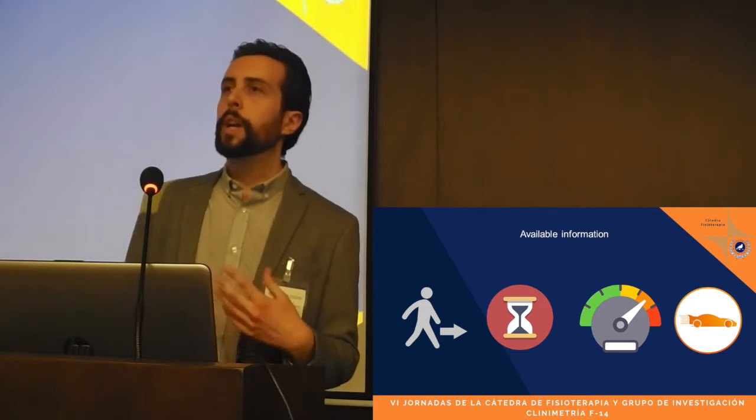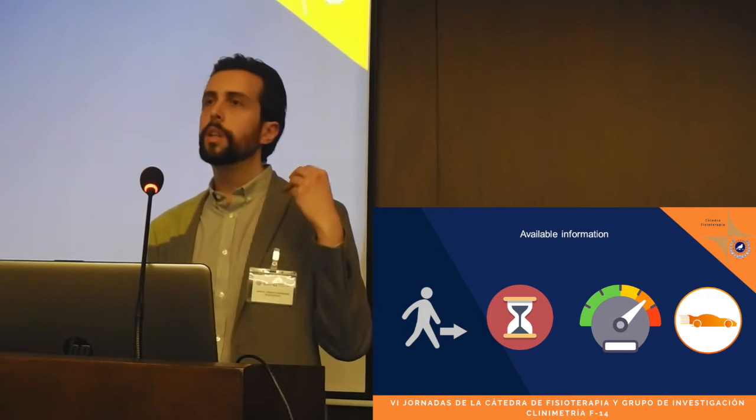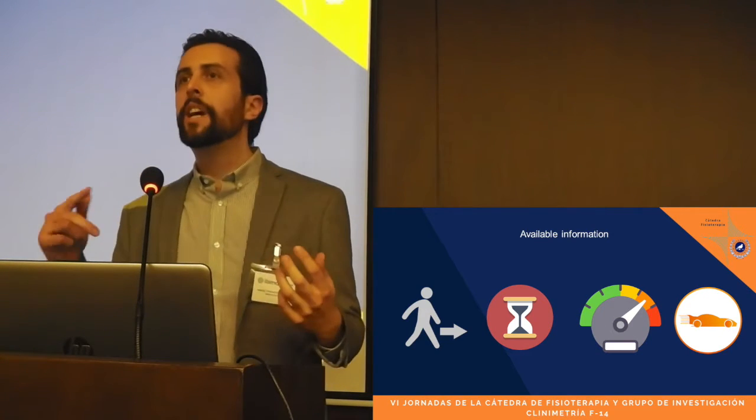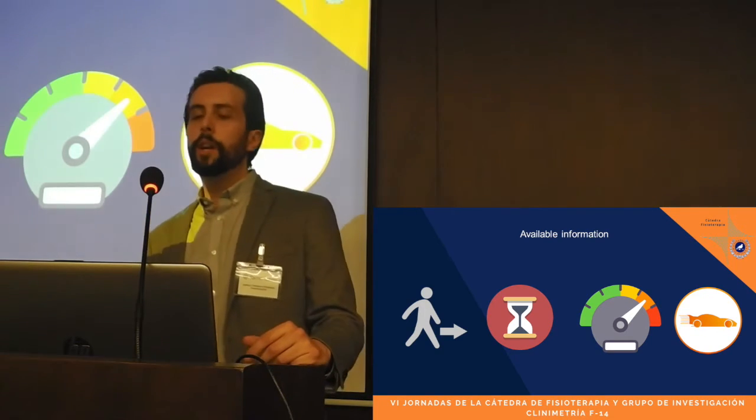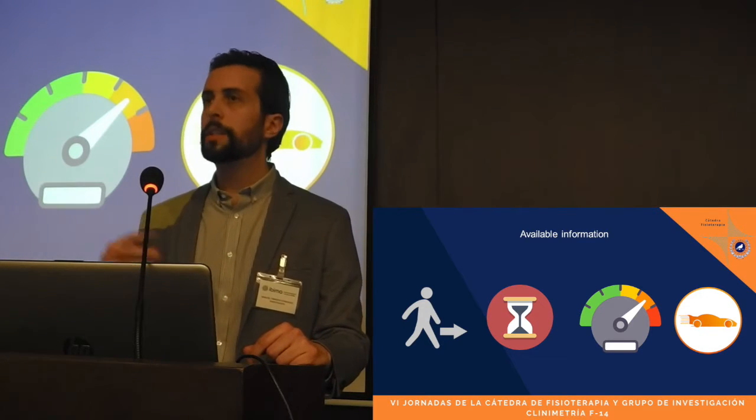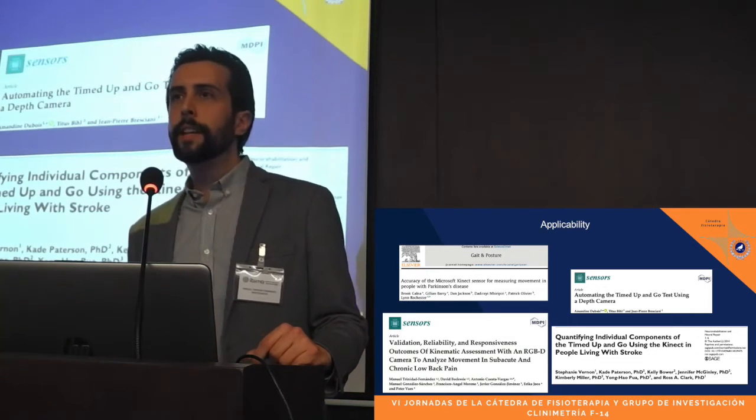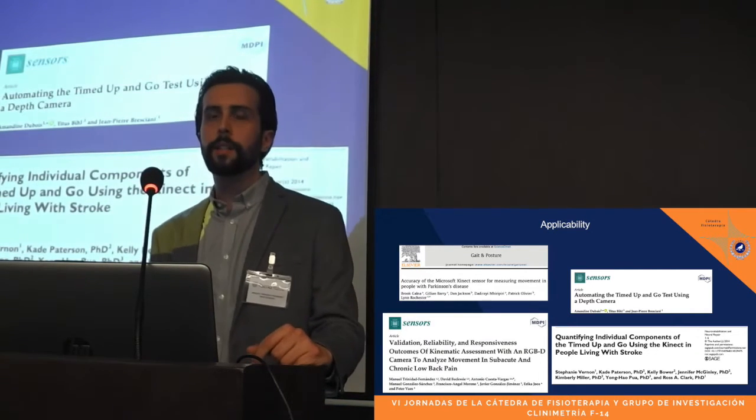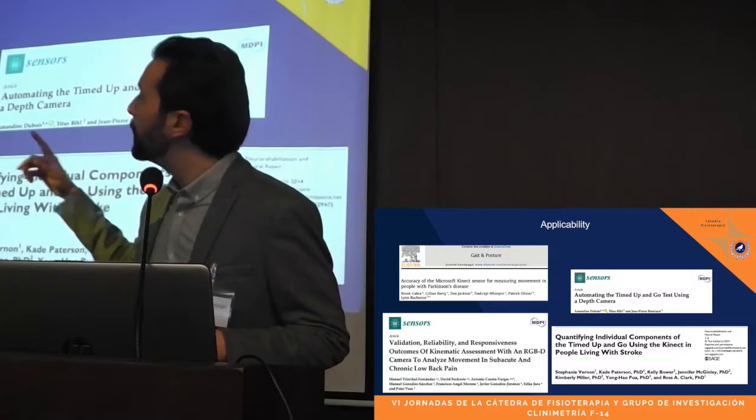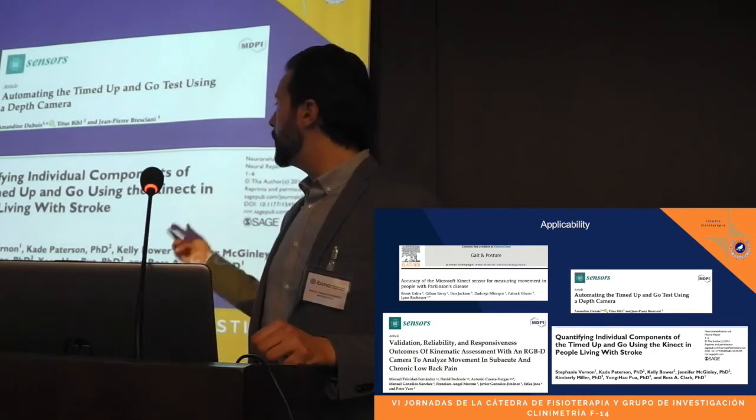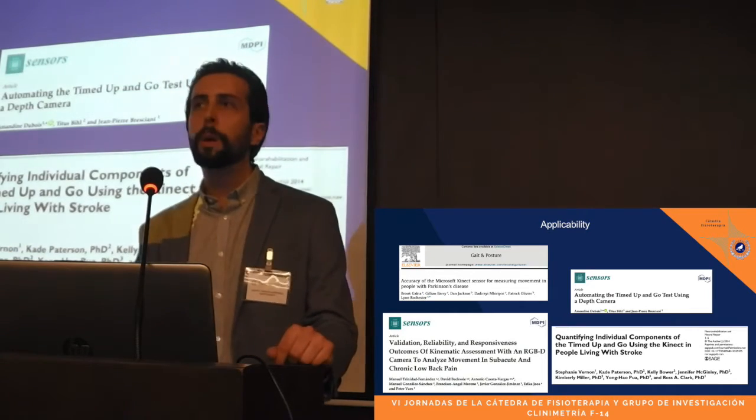What kind of information can we obtain from the depth camera? We have information about the displacement or movement, linear or angular, the time, and as indirect variables, the velocity and acceleration, as in other kinematic tools. There are a lot of papers, a lot of studies in the literature about depth cameras and their validation in different clinical populations. For example, in Parkinson's disease, in elderly people, in stroke survivors, and a recent publication in subacute and chronic low back pain.